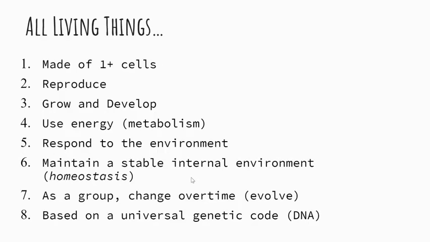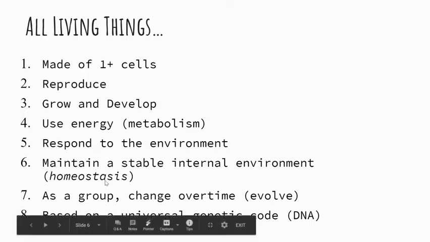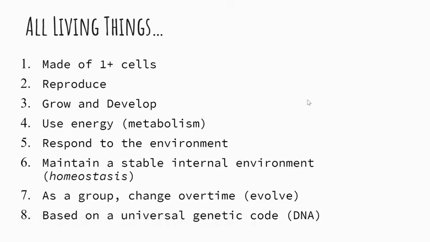Now let's compare your list to the current definition of life. This definition states that all living things are made of one or more cells, reproduce, grow and develop, use energy, termed a metabolism, respond to the environment, maintain a stable internal environment, called homeostasis, as a group, change or evolve over time, and they are based on a universal genetic code in the form of the molecule DNA.